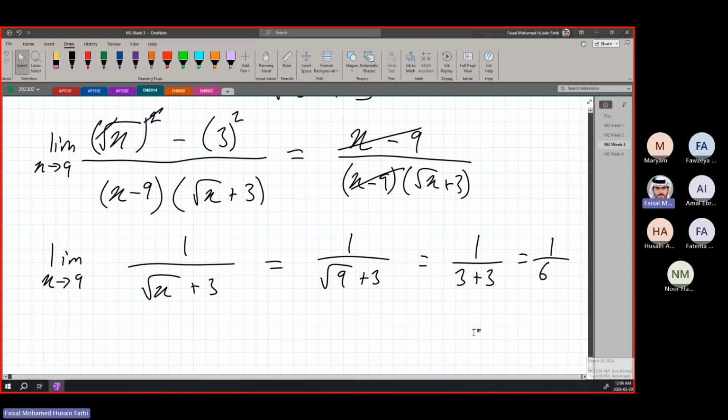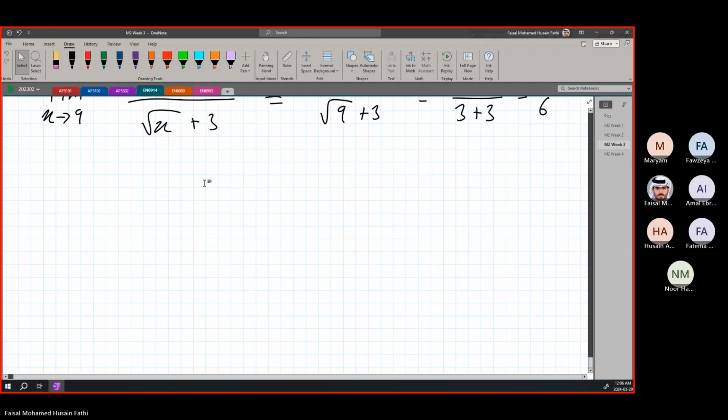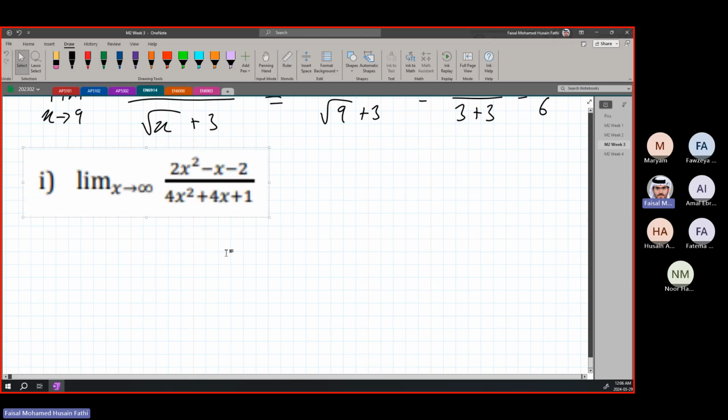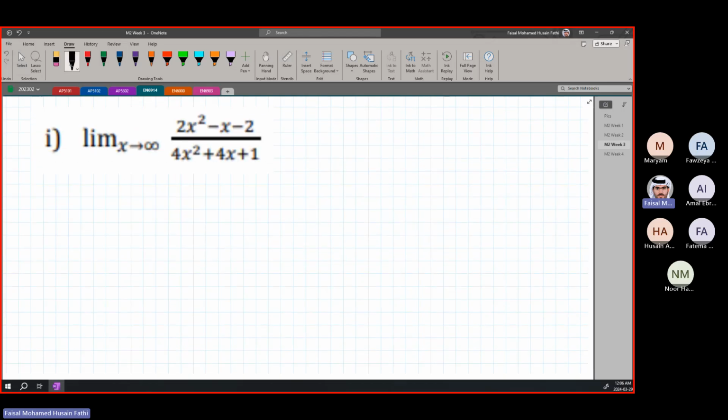Okay? And this is the whole concept of limits. One more example, and then we will move on to the series, the Taylor and Maclaurin series. They're very straightforward, those series. No confusion there. And we have the limit to infinity, which we did not talk about yet.